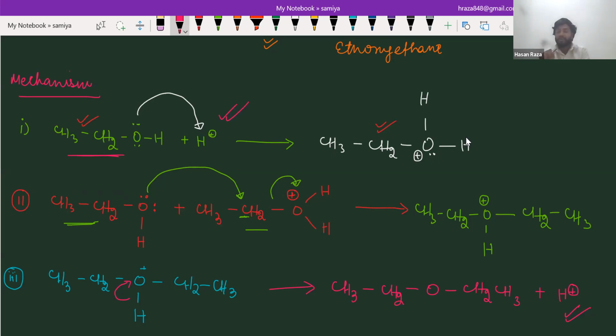But here you are going to take 2 moles of ethanol, and the temperature should be 413 Kelvin with concentrated H2SO4. Here we use the first ethanol and get a protonated alcohol, and this protonated alcohol again reacts with 1 more mole of ethanol, and then you will get this. In order to stabilize itself, oxygen takes electron from hydrogen, and hydrogen becomes a proton. So this is the mechanism behind it, which is very easy to understand.